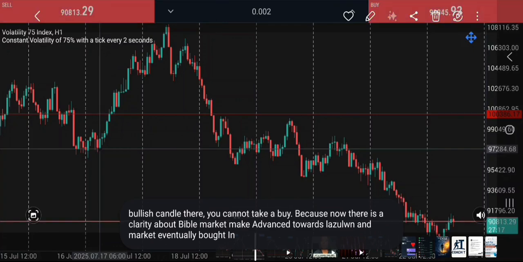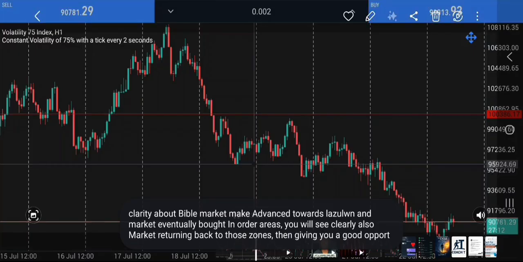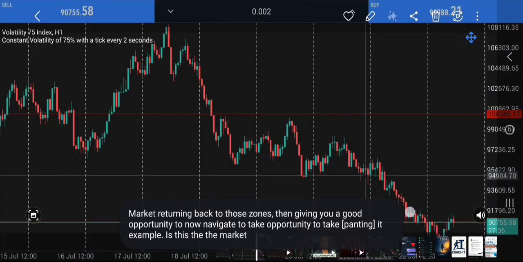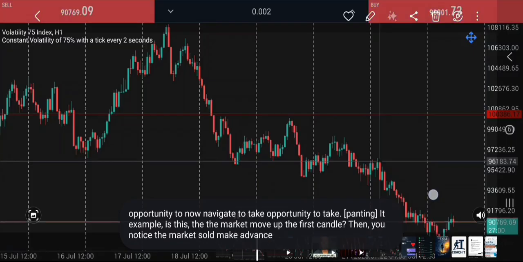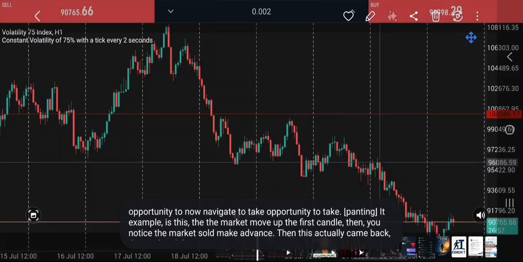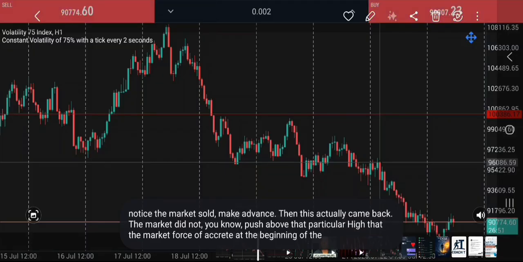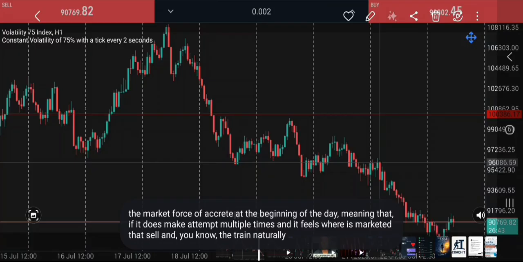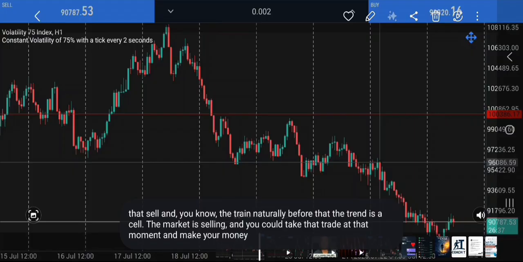In other areas, you will clearly see the market returning back to those zones, giving you a good opportunity to take a trade. An example is this day. The market moved up on the first candle. Then you notice the market sold, made an advance, then this came back. The market did not push above that particular high that it first created at the beginning of the day. Meaning that if it has made attempts multiple times and it fails, where is the market headed? Sell. And you know the trend naturally before that is a sell, the market resumes its sell trend, and you could take that trade at that moment and make your money. Just like that.